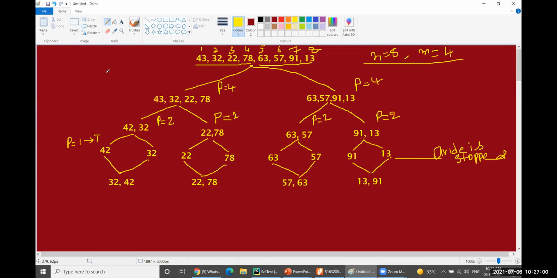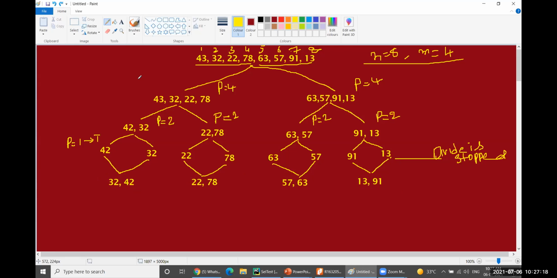Afterwards, what exactly are you trying to do? So now two sublists are there. This is one particular sublist, and this is the second sublist on the left-hand side. On the right-hand side, this is one sublist and this is the second sublist. These four sublists will be combined to form two sublists.